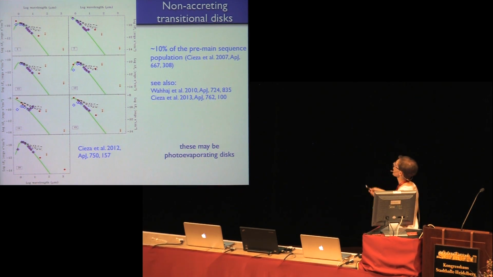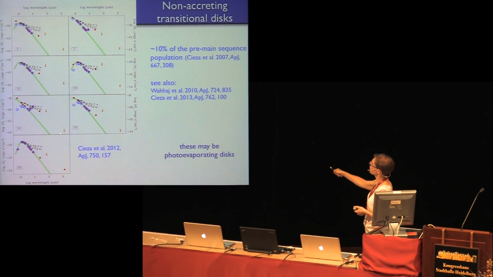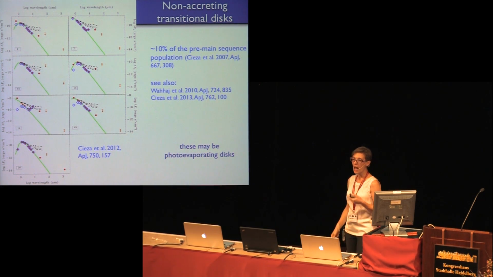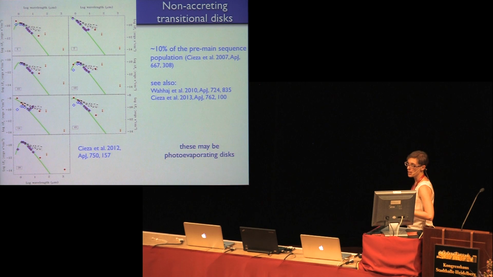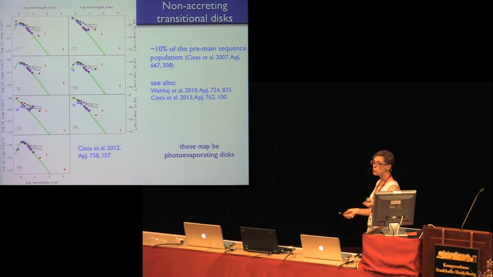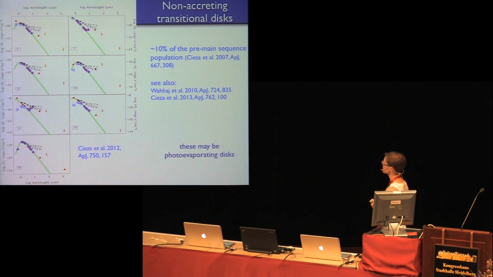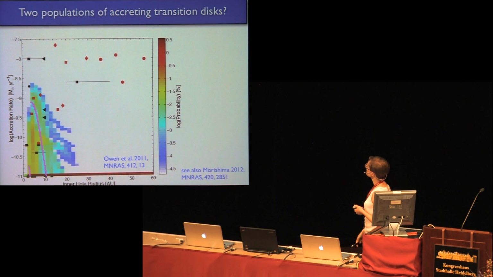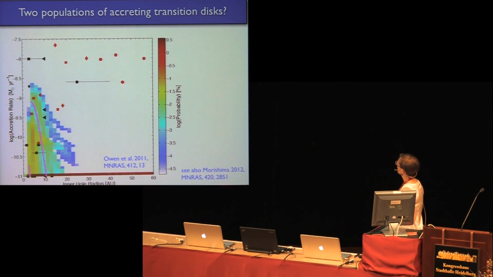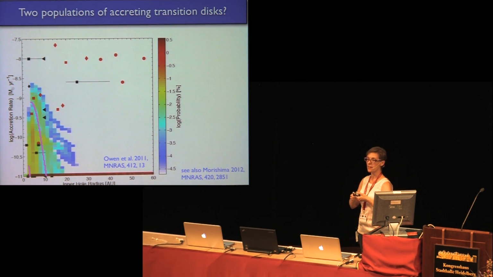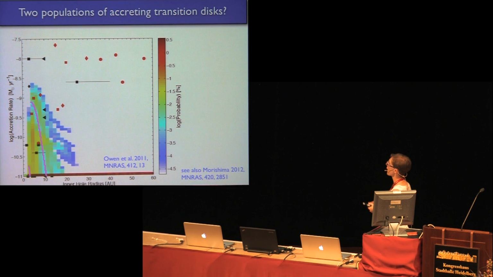Their properties, which are very low excess emission at infrared wavelengths, very low dust mass, no accretion, are consistent with photoevaporation, and in particular with the EUV-driven photoevaporation. So this would represent the later stages of disk evolution. Now, there is another interesting group of transitional disks, and these are those that are still accreting. And Owen and collaborators have pointed out that in this group you can again distinguish two different subclasses.